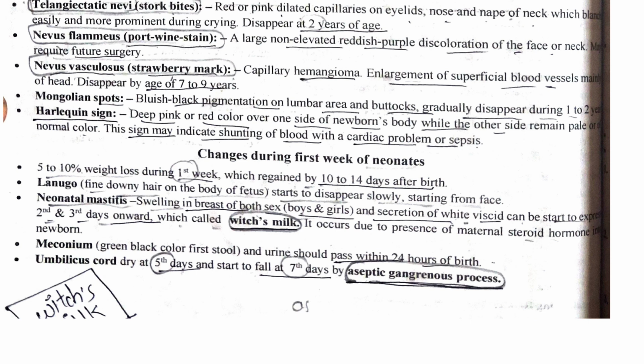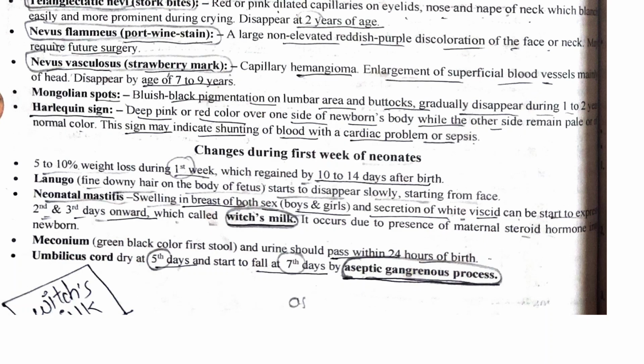Changes during the first week of neonate. 5 to 10% weight loss during the first week, which is regained by 10 to 14 days after birth. Lanugo: fine downy hairs on the body of the fetus start to disappear slowly, starting from the face. Neonatal mastitis: swelling in the breast of both sexes.